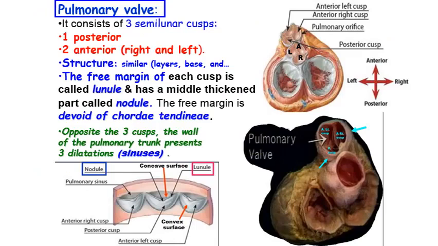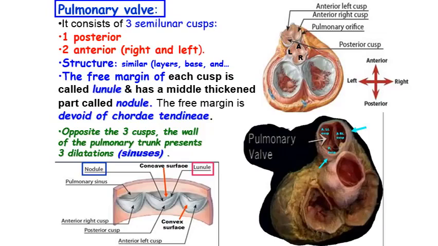The three semilunar cusps are actually divided such that one is posterior and two are anterior. And to differentiate between the two anterior, we see one of them on the right side and one of them on the left side. The structure is similar to each other. They have a base and an edge, or a free edge, or an apex.